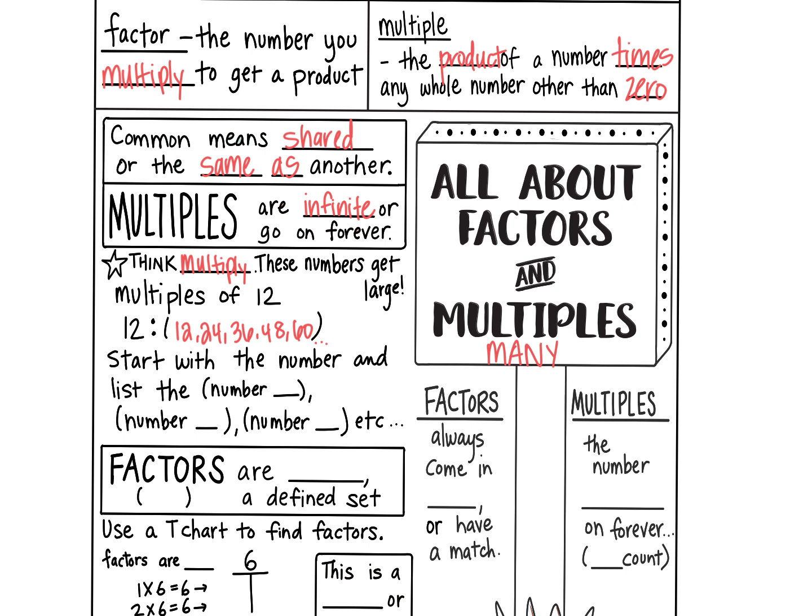Okay, it doesn't just stop at 60. I could keep adding 12 forever because numbers don't stop. They're infinite. Start with the number and list the number times 2, then the number times 3, then the number times 4, etc. Meaning it just goes on and on and on.